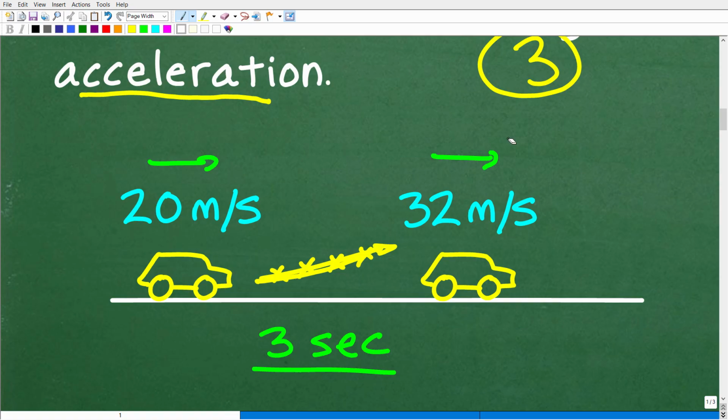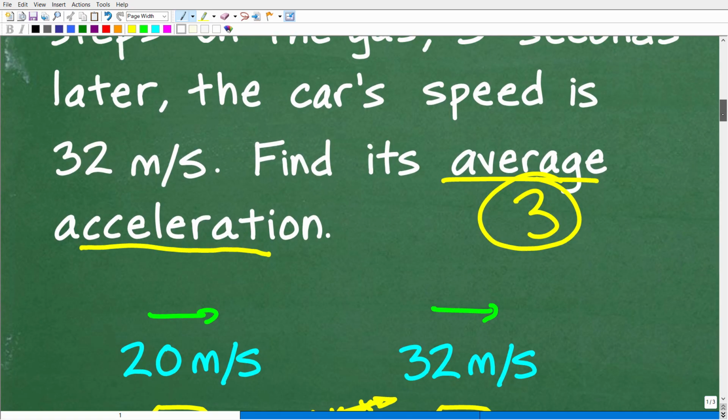Now, for those of you that want to be engineers or physicists, if you wanted to actually figure out the acceleration of the vehicle at 1.7 seconds into this speed change, you could do that, and you can use other formulas to include more advanced math like calculus as well. But here, all we need to do is some basic math to figure out what the average acceleration is.